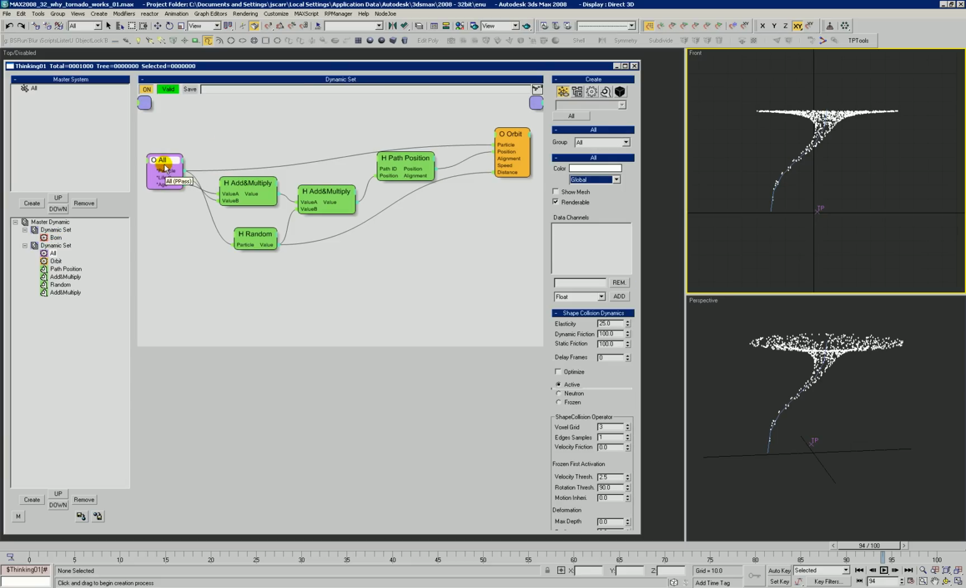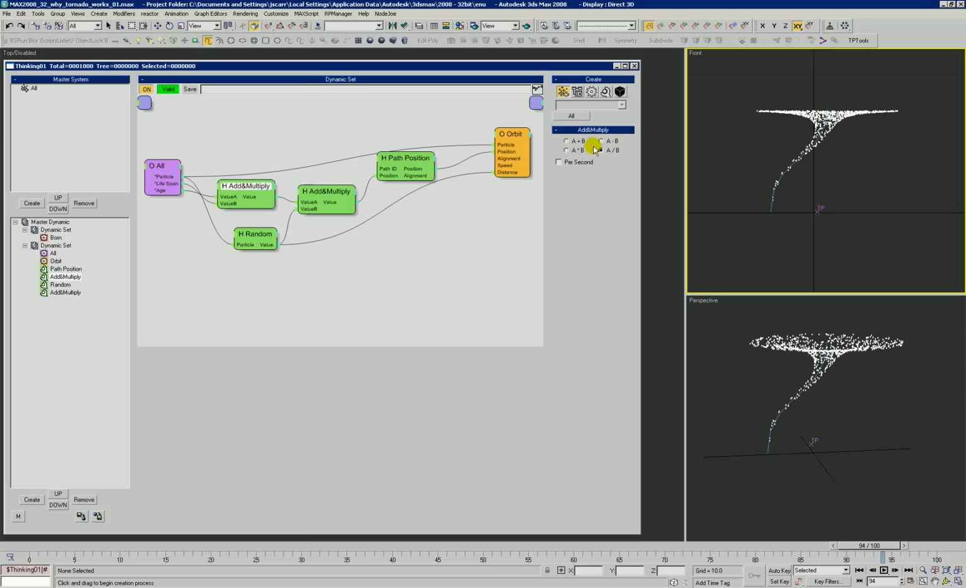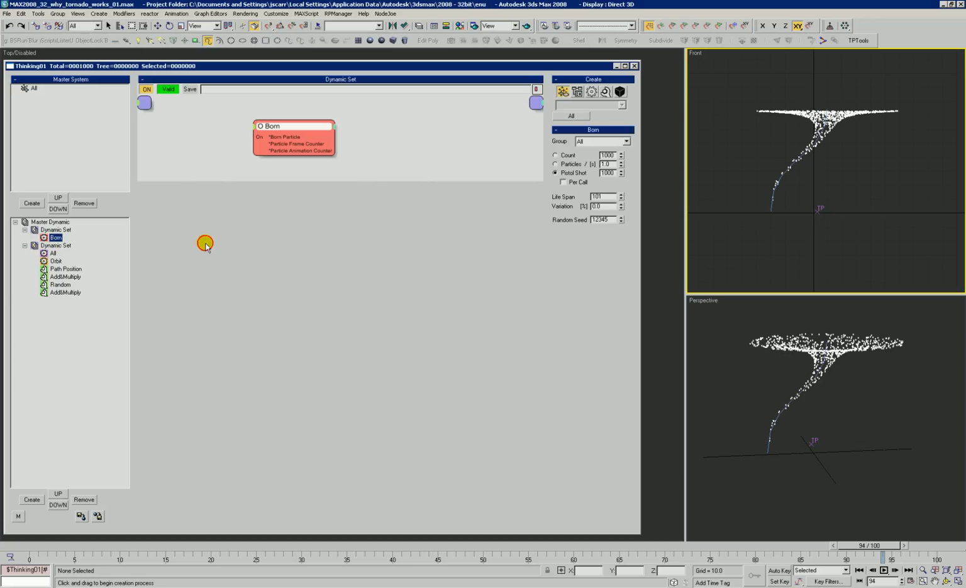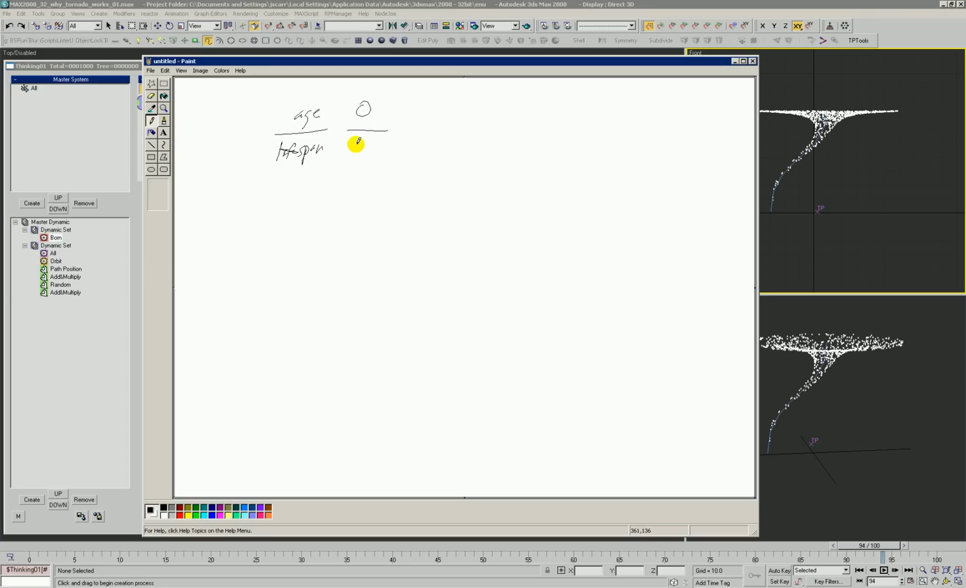What happens is all the particles' age goes into value A, lifespan goes into value B, and then this add multiply says A divided by B, so age divided by lifespan. And we're just going to go ahead, and if you can decipher the chicken scratching, age divided by lifespan. Well, when the particle's born, he's zero, and his lifespan is actually assigned at birth. That's going to be 101.